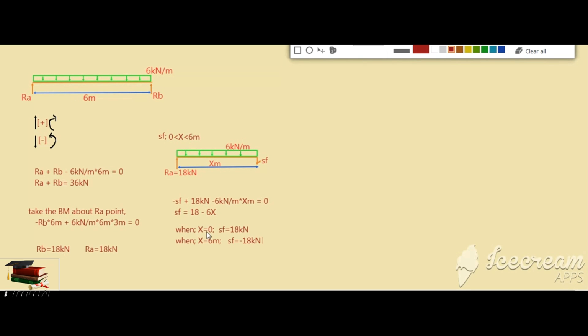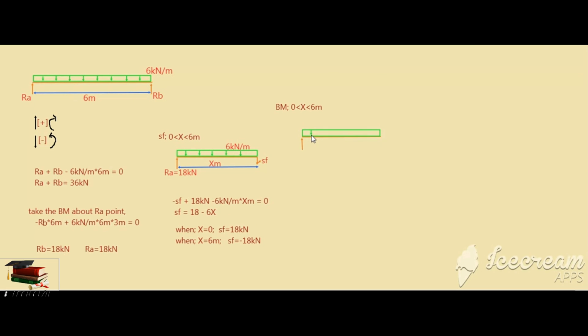When x is equal to 0, the shear force value is 18 kilonewton. When x is equal to 6 meter, the shear force value is minus 18 kilonewton. We have finished our calculation for the shear force. Then I am going to calculate the bending moment for this range.